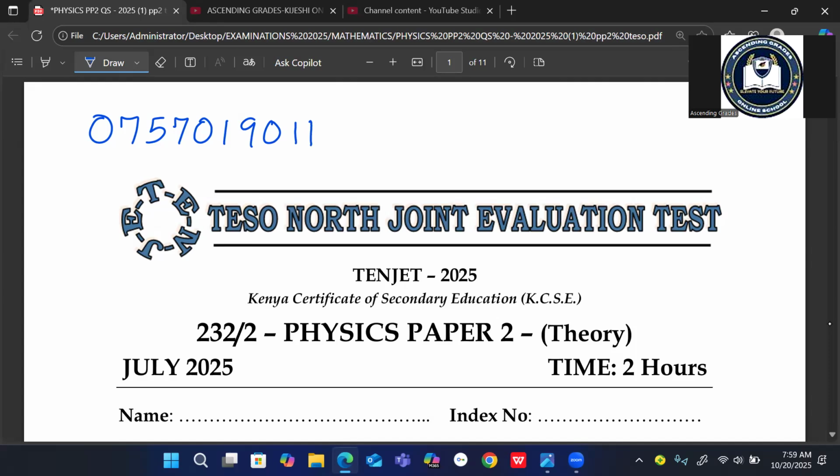This is a paper from the Teso Joint Evaluation Test, 10 JET. It was done this year, in July, and it is one of the papers heading towards the prediction, or we can say mobilizing for a good and better situation when it comes to the KCSE of 2025.